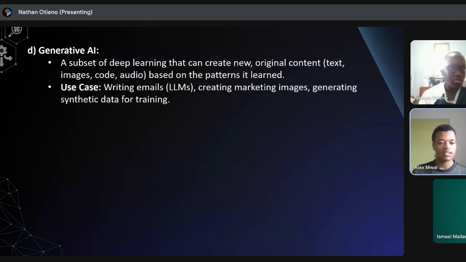The fourth one, generative AI, a subset of deep learning that can create new original content: text, images, code, audio, based on the patterns it learned. Use case is writing emails, creating marketing images, generating synthetic data for training.